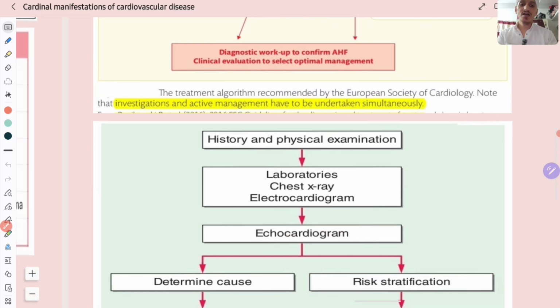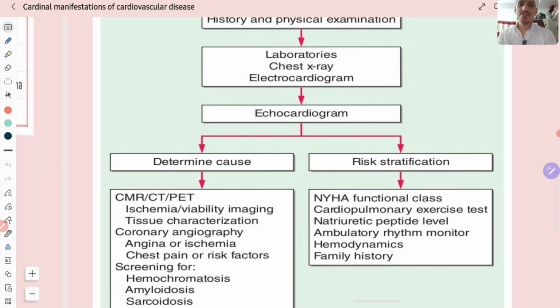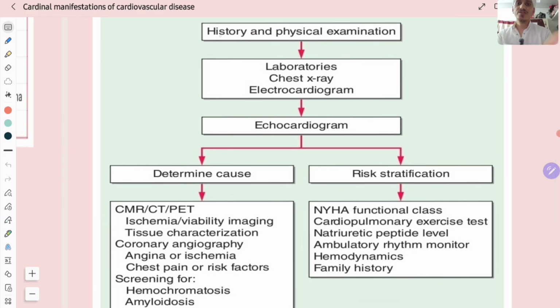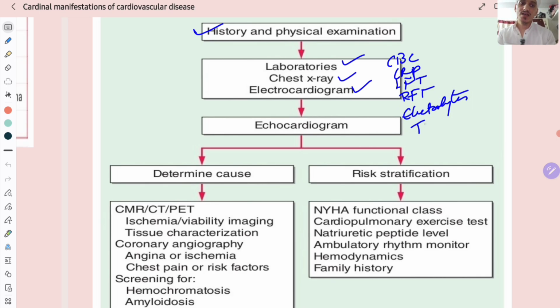Now this is another chart from the Harrison textbook. First you take history and examine the patient, then you suspect acute heart failure. You do ECG, chest X-ray and laboratory tests. What are those laboratory tests? We order CBC, CRP, LFT, RFT, electrolytes, thyroid tests, troponin levels, and NT-proBNP. These are the basic lab tests which you order.